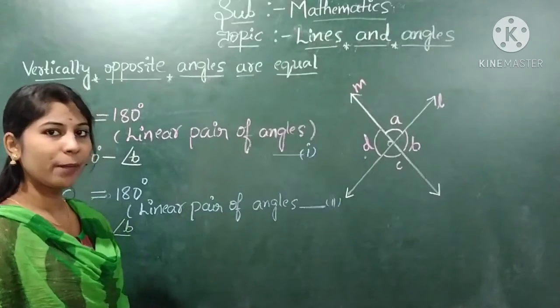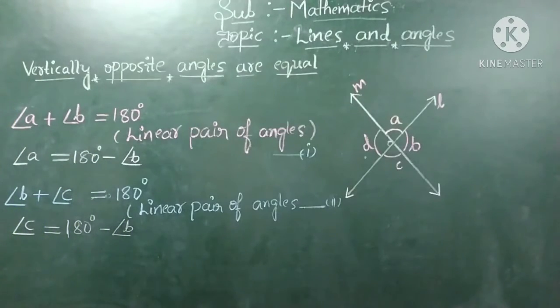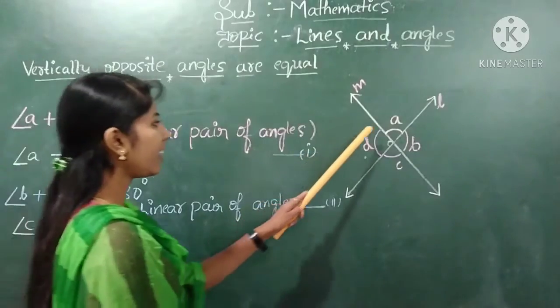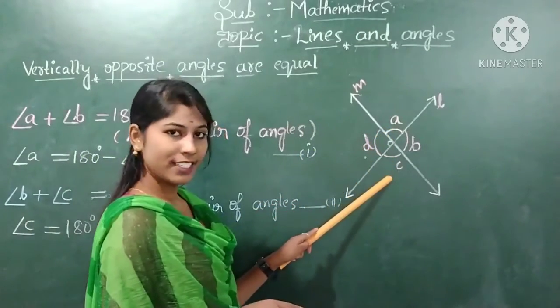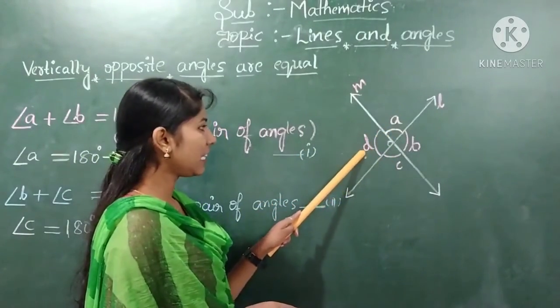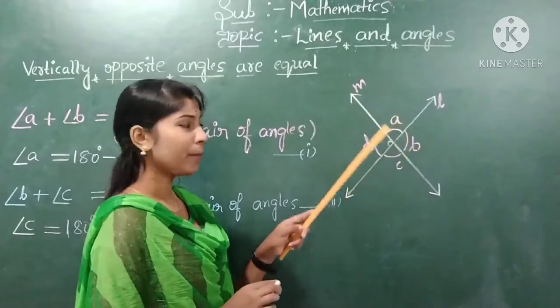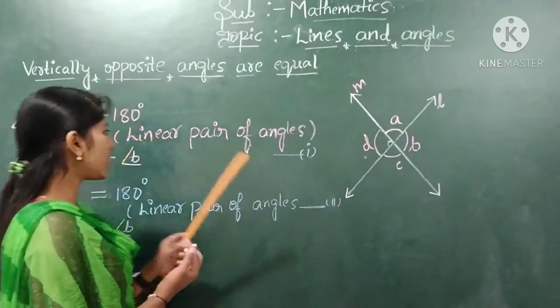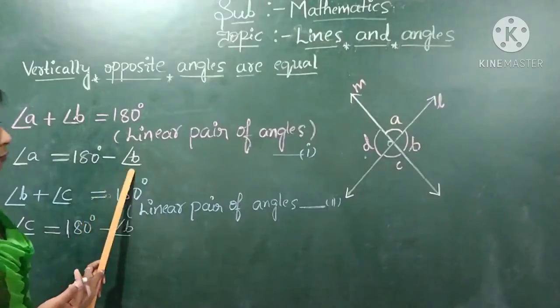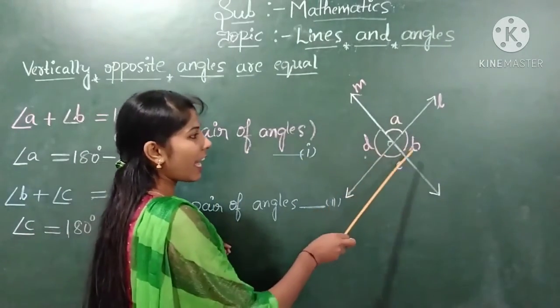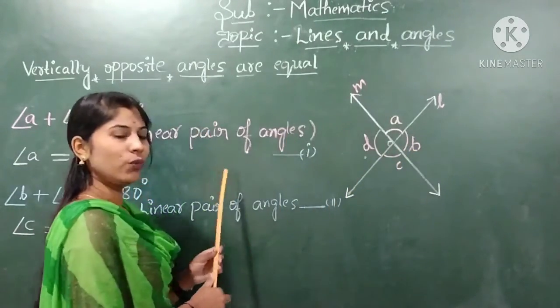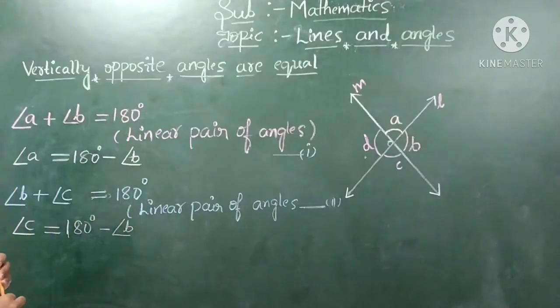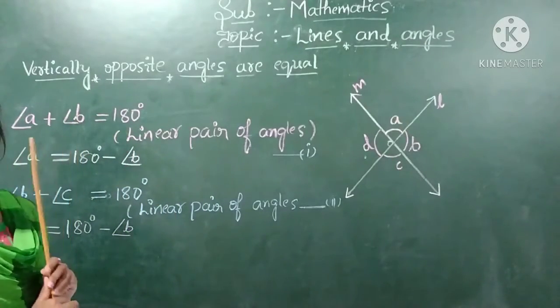What are the vertically opposite angles here? Angle A is equal to angle C and angle D is equal to angle B. You can use the same approach for angle D and angle B also. You will get that vertically opposite angles are equal.